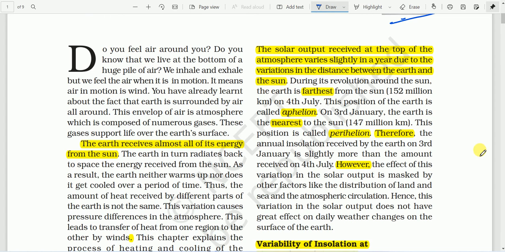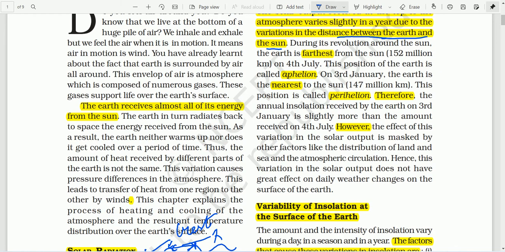The solar output received at the top of the atmosphere varies slightly in a year due to variations in the distance between the earth and the sun. See, during the day or during a year, or between the seasons, we find variation in the amount of solar radiation received by the earth. So one of the causes for the variation of the amount of solar energy received by the earth is the distance between the earth and the sun.